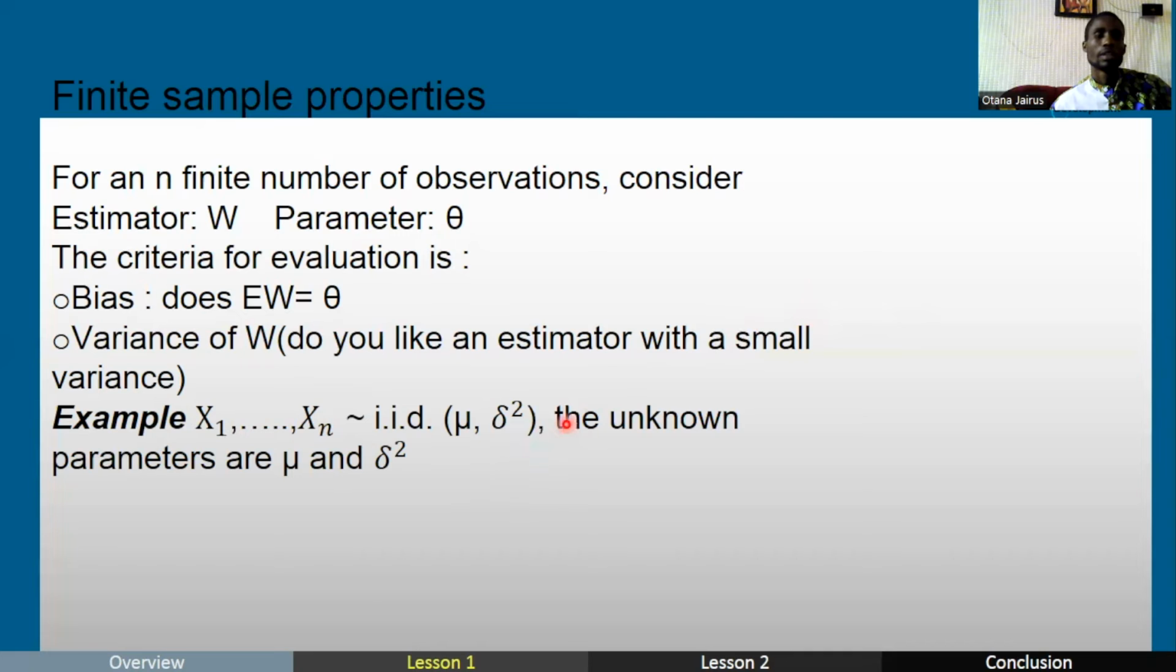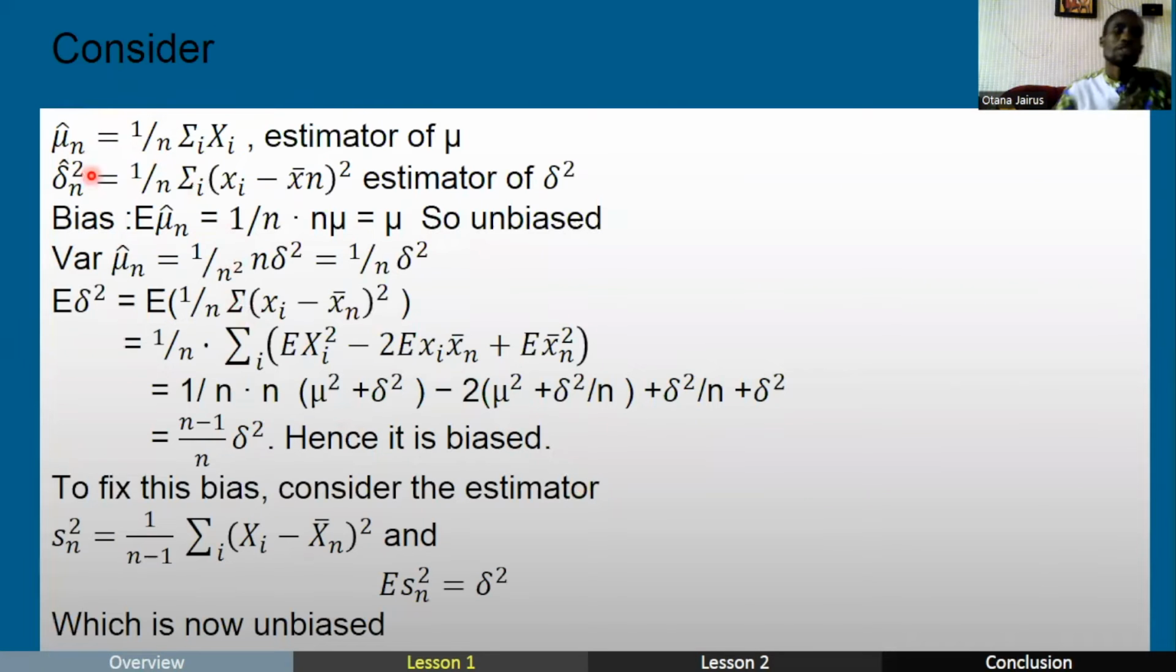Okay, so example, consider values x1 all the way to xn, and those values are iid, okay? They are independent and identically distributed with mean mu and variance sigma squared. So the unknown parameters are mu and sigma squared. The mu is the mean and sigma squared is the variance, okay? So the estimate of mu, or estimate of the mean, is found by taking the summation of all the xi divided by the total sample size n. That is the estimate for mu.